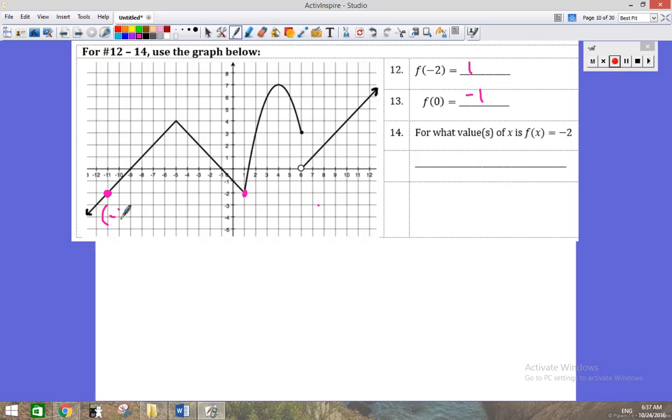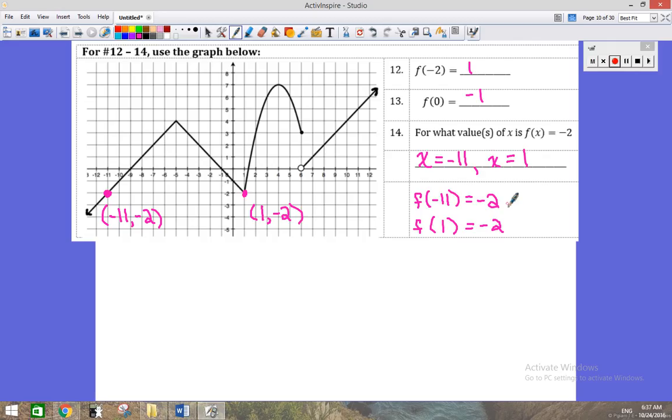When x is -1, then the y value is -2. Or when x is 1, the y value is -2. So we have two answers here, that x could be equal to -1, or that x could be equal to +1. Both of those x coordinates produce a y coordinate of -2. You could write it in function notation. This function evaluated at -1 is equal to -2, and the function evaluated at 1 is equal to -2.